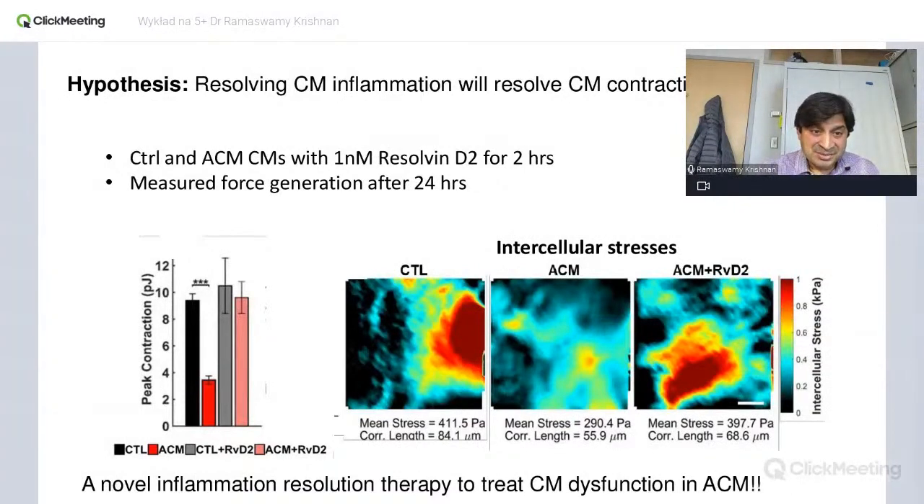So this has encouraged us in ongoing studies. We're finding novel inflammation resolution therapies to treat cardiomyocyte dysfunction in this disease setting.